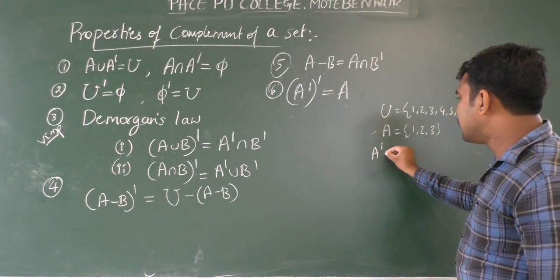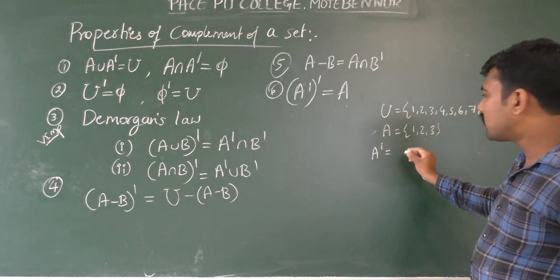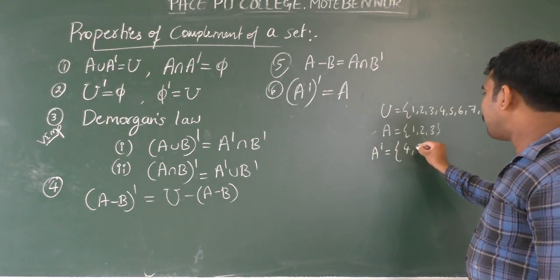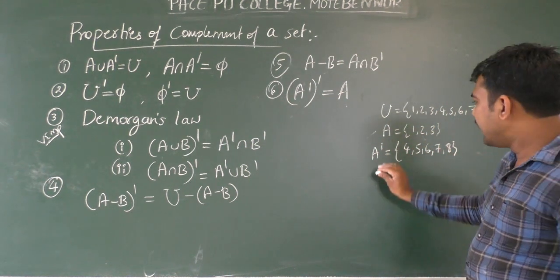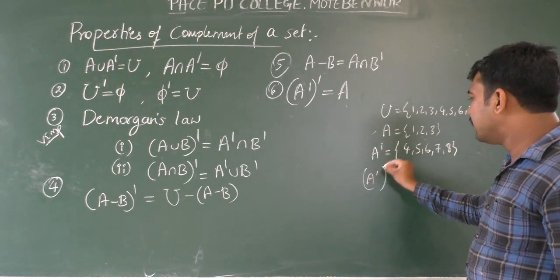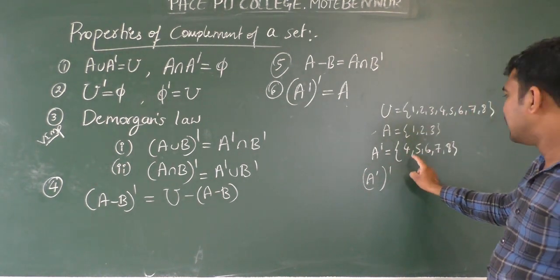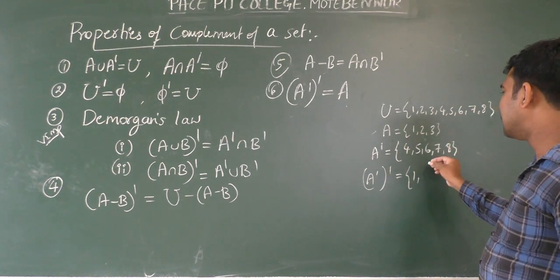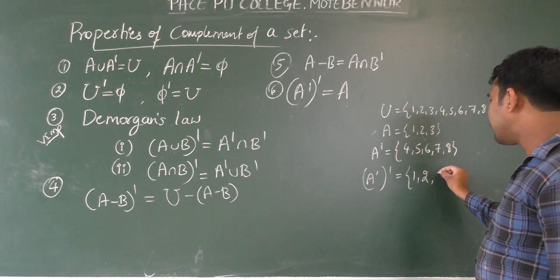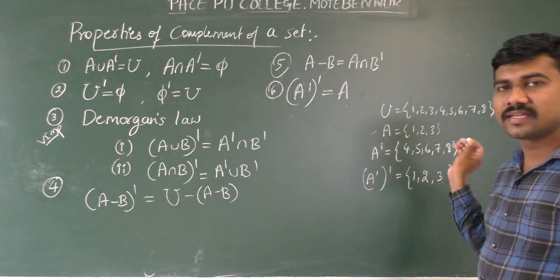A dash is what? A dash is nothing but the set of all elements of U which are not in A. Means the set of all 4, 5, 6, 7, 8 you will get. Now again its complement we need to find, means the set of all elements of U which are not in A dash. So what will we get? The element 1 is not in A dash, 2 is not in A dash, 3 is not in A dash. Next 4, 5, 6, 7, 8. All the elements you have other than these 3.